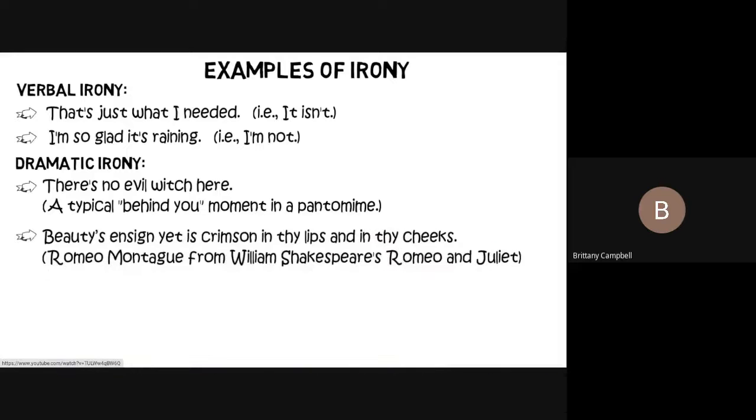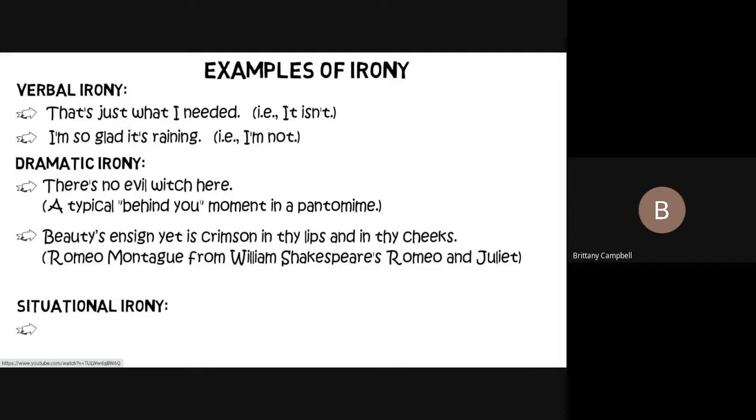And then one from Romeo and Juliet. Beauty's ensign yet is crimson in thy lips and in thy cheeks. So this is Romeo wrongly believing that Juliet is dead, and he prepares to take the poison to join her. Now, we know she's not dead. He doesn't. That's an example of dramatic irony.